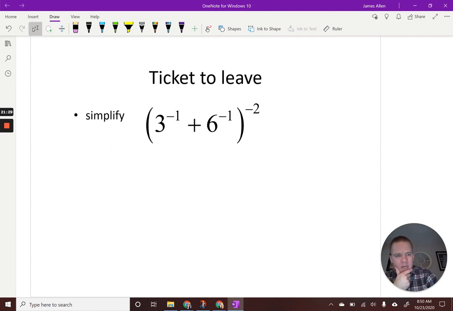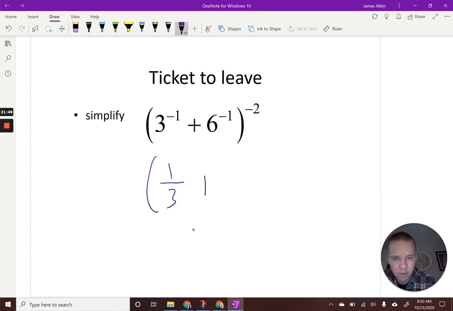All right. Negatives galore. Yeesh. 3 to the negative first plus 6 to the negative first, all raised to the negative second. Don't even think about distributing that negative 2, okay? Because this is a binomial. You can't distribute an exponent into a binomial. That's a no-no.